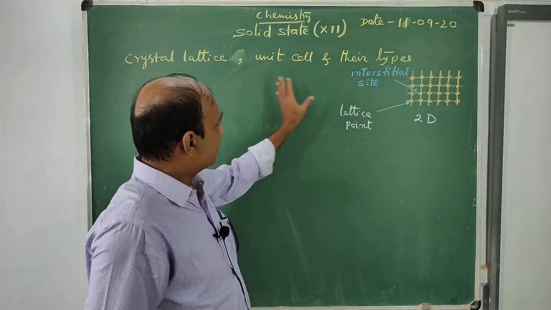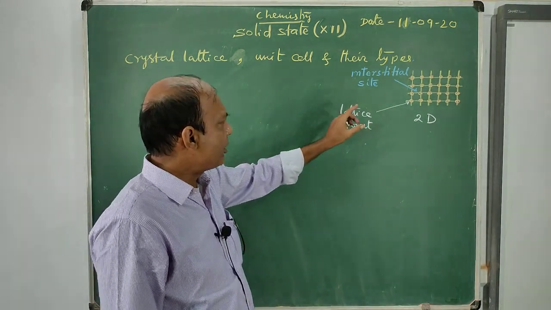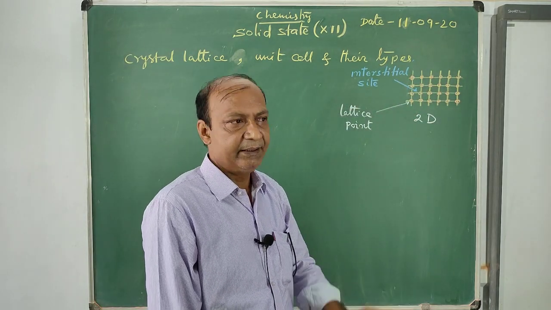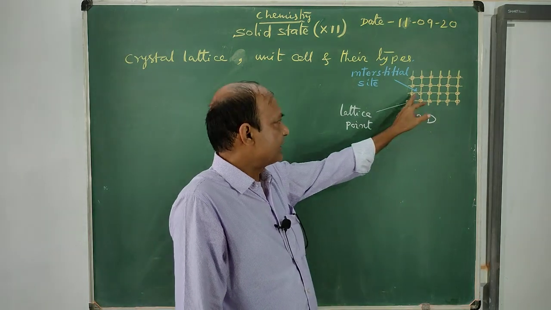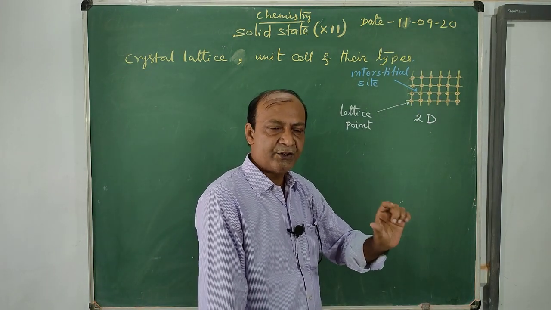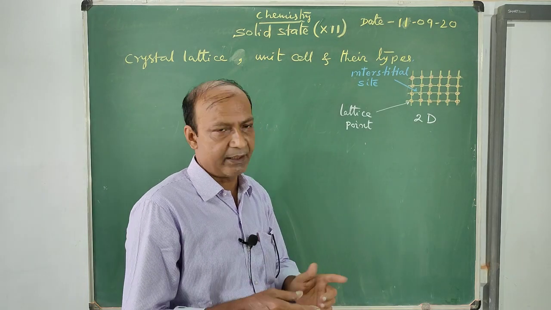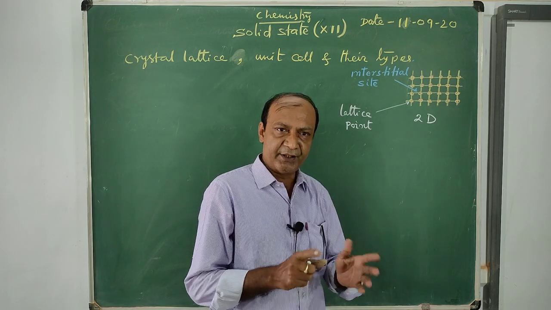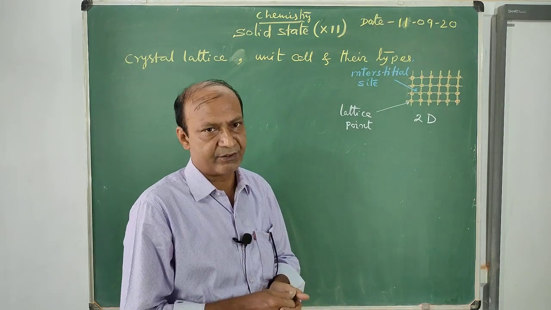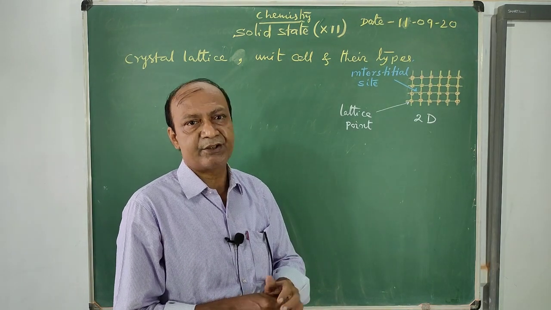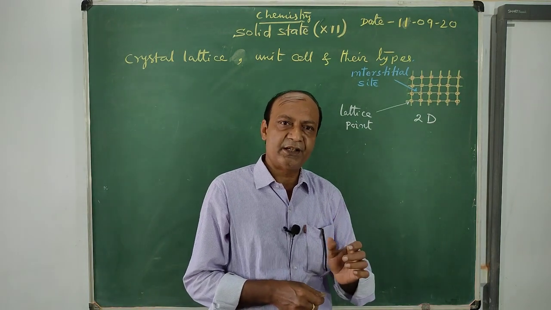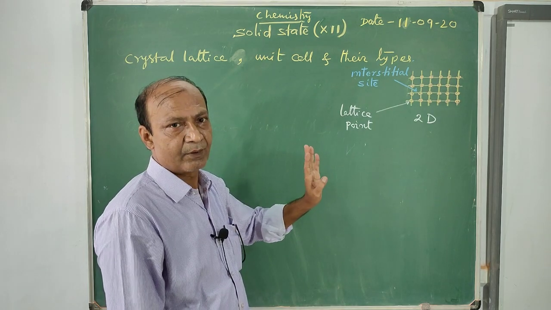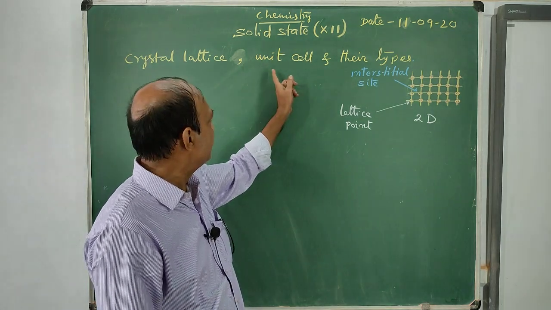Now, in the crystal lattice, a smallest portion, a smallest 3-dimensional block, is chosen, which when repeated in all directions, generates the entire lattice. That smallest portion of the crystal lattice is known as unit cell. So, clear the idea: unit cell.